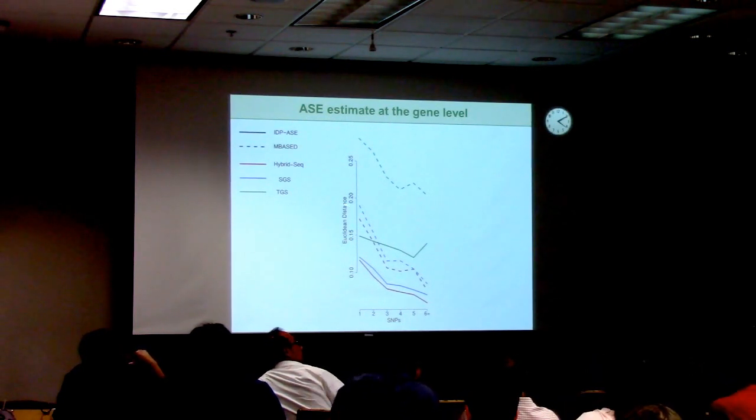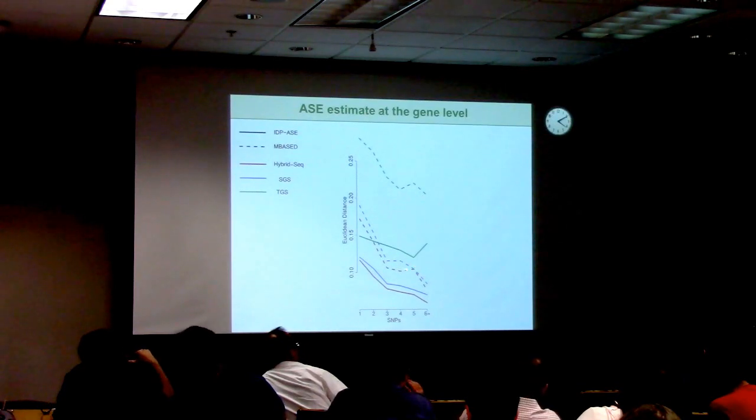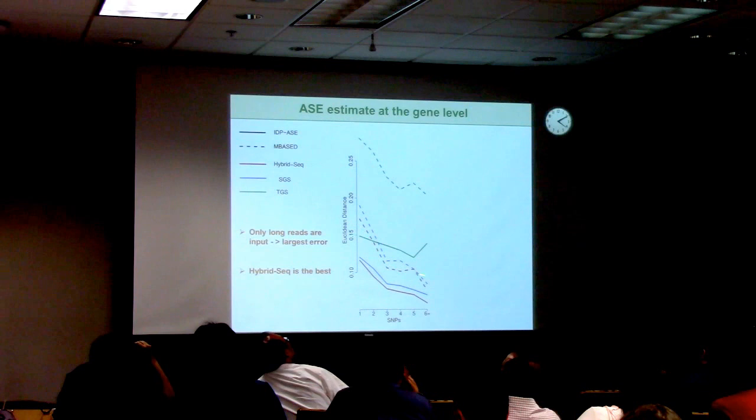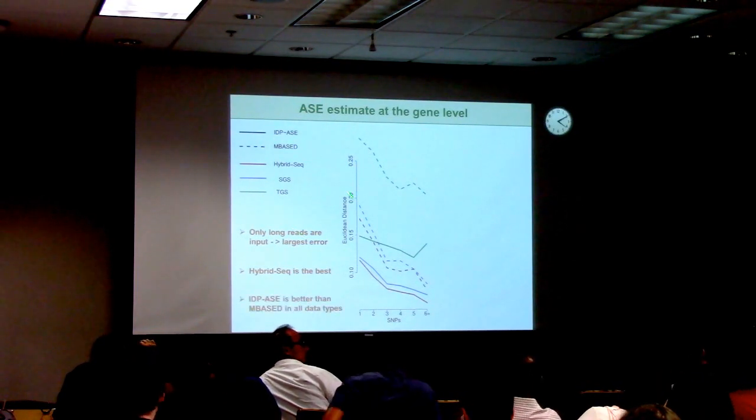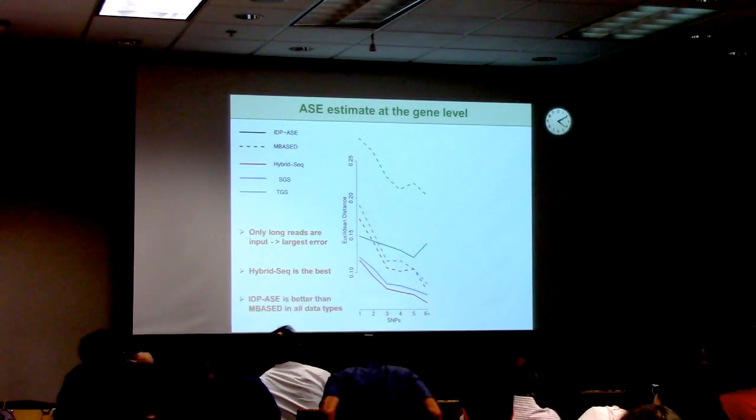And next, we find that the blue color, the short read, can give you a better estimation. Short read is good for quantification. And of course, the best one is the hybrid data, right? The hybrid data gives you the lowest error here. And for all 3 types of data, the solid line, IDP-ASE, is better than the dashed line, right?